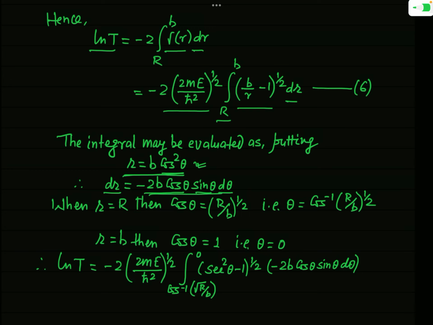As you can see, the lower limit is capital R. So when r will be equal to capital R, then what will be cos theta? Put this here, r will be replaced by capital R. So you can see cos square theta will be equal to R by b, and so cos theta will be root over R by b, and so theta will be equal to cos inverse root over R by b. Now for obtaining the upper limit, we will substitute r equal to b. And you can see it here, when r is equal to b, cos square theta is 1, so cos theta is also 1, and so theta will be equal to 0.